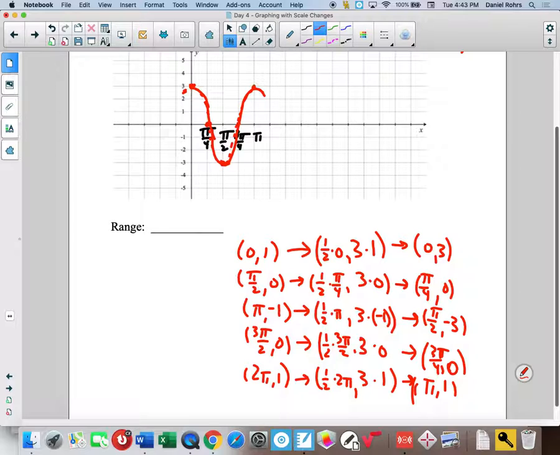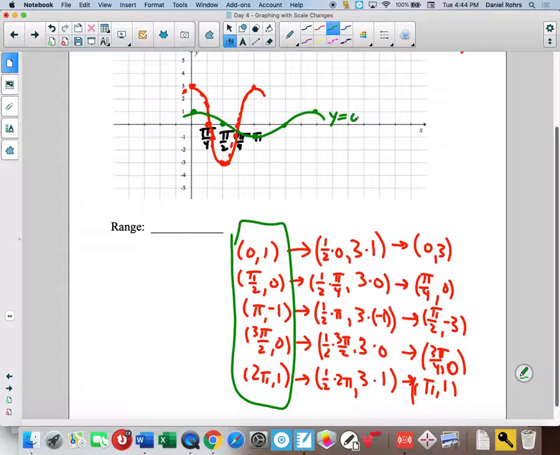All right. Now what I'm going to do is plot just the normal cosine function over top of this so you can see what's going on. And remember, the points over here are the points on the normal cosine function. So I've got 0, 1, which is here. I've got pi over 2, 0, which is here. I've got pi, negative 1 here. I've got 3 pi over 2, 0, which should be here. And I've got 2 pi, 1, which would be here. So the normal cosine function would look something like this.